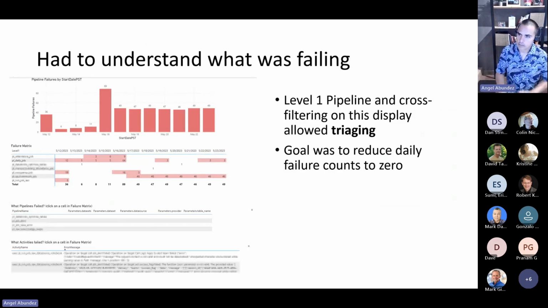In terms of failures, we had to understand what was failing. This is just a good example that we had failures every single day, and our user base could feel it, and our sponsor could feel it. So again, this was a way to discern what in the heck is happening. What is failing? How many times is it failing? And it helps to draw our attention to what's the most important thing.